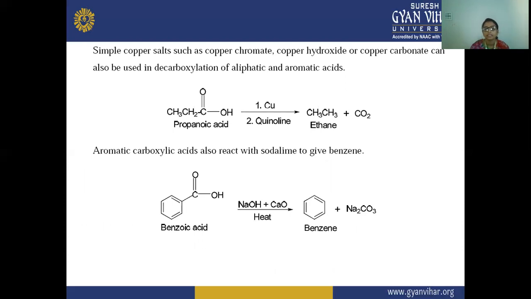So again, there is a propanoic acid, and in the presence of copper, there is a formation of this ethane and the whole CO2 is removed from here. Next, aromatic carboxylic acid. So from here, the whole carboxylic CO2 is removed, and the formation of benzene occurs, with Na2CO3.